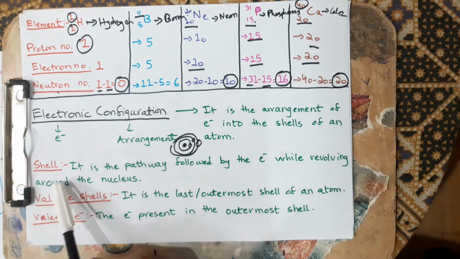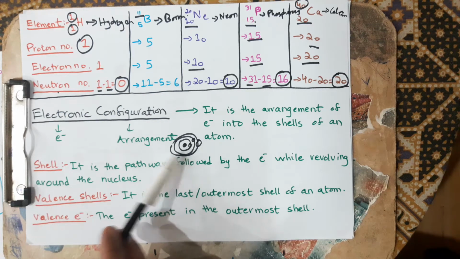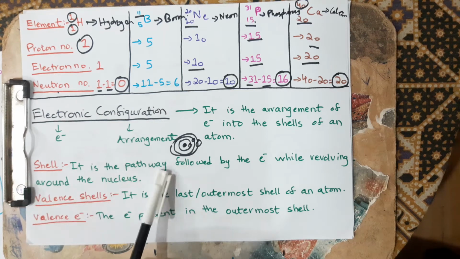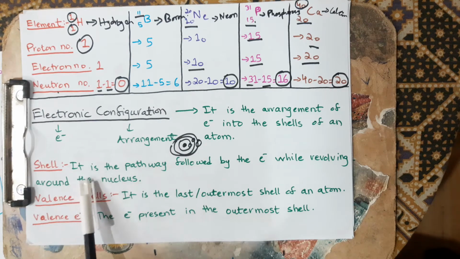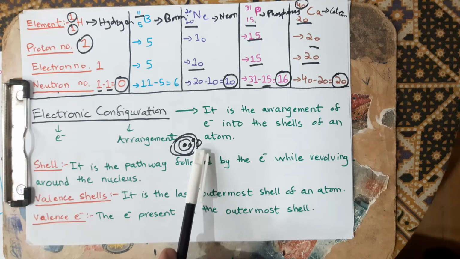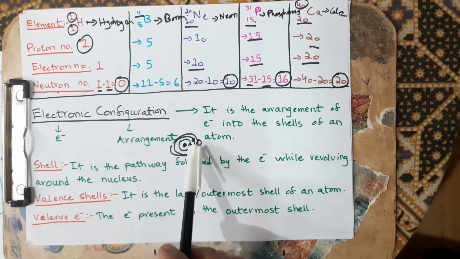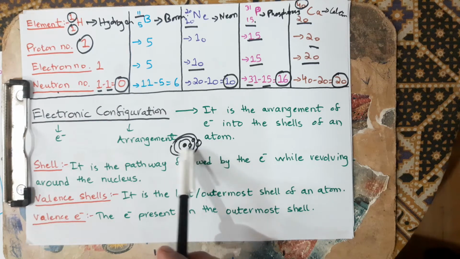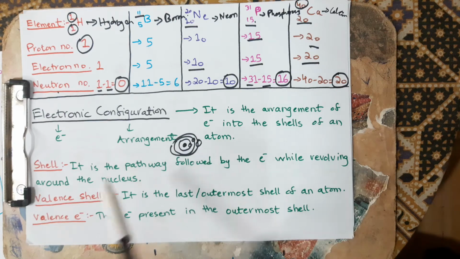So what is a shell? It is the pathway followed by the electron. You can see electrons revolving around the nucleus in these shells. So a shell is actually a pathway followed by the electrons while revolving around the nucleus. You can see that electrons are revolving around the nucleus in shells present around the nucleus.